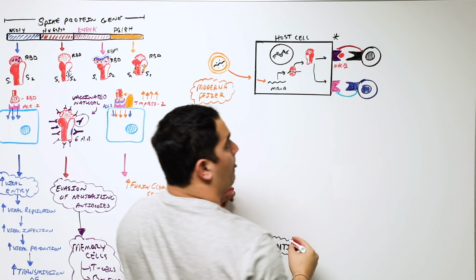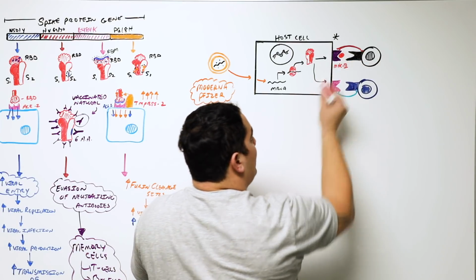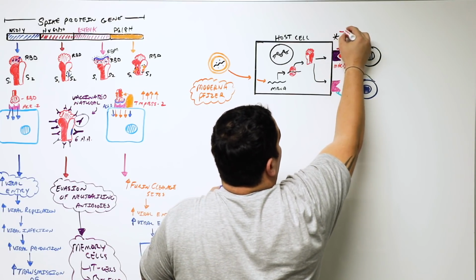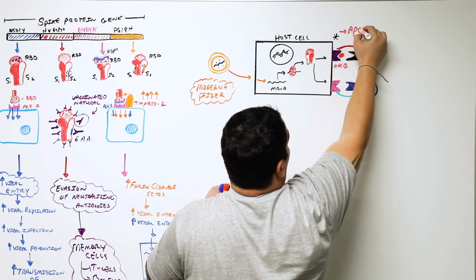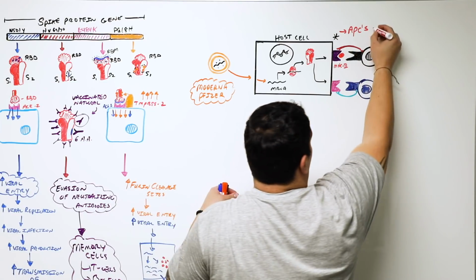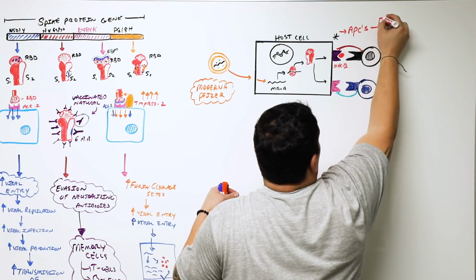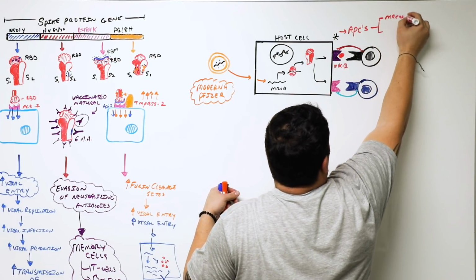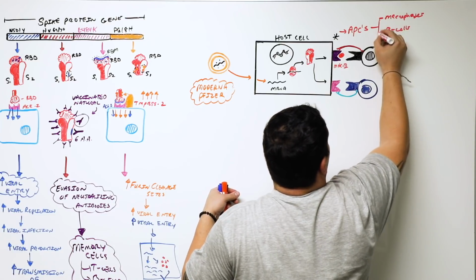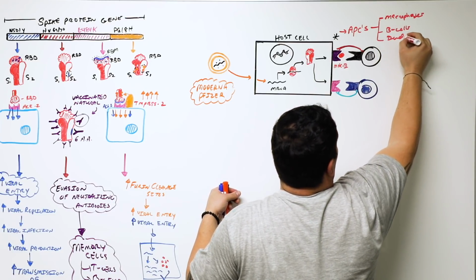MHC2 molecule. These MHC2 molecules are only found on what cells? This is only happening on APCs, antigen presenting cells. What are the antigen presenting cells? This is macrophages, this is B cells, and this is dendritic cells.